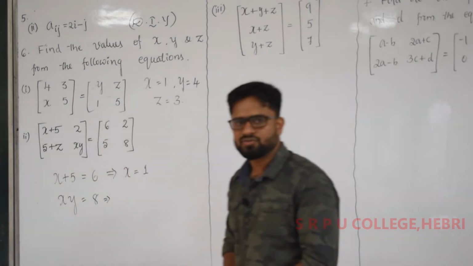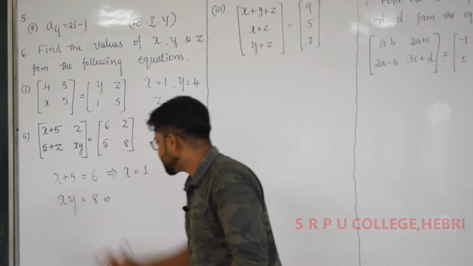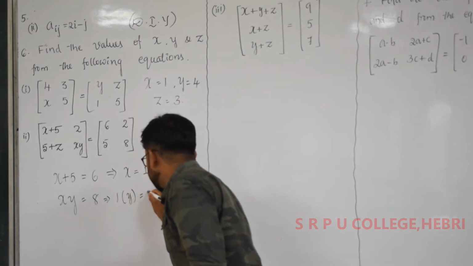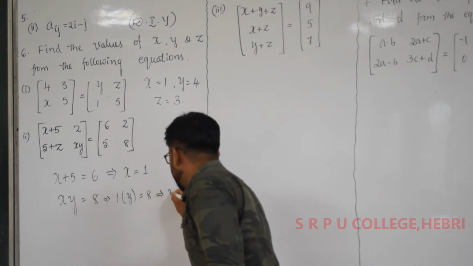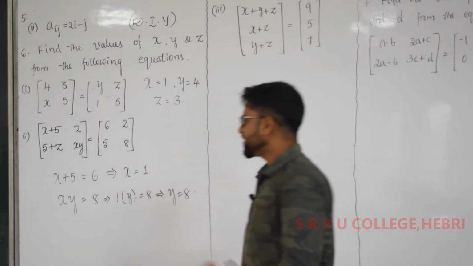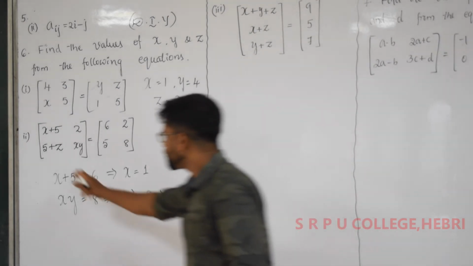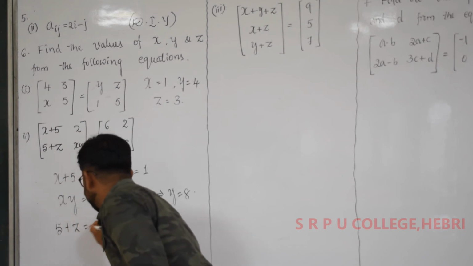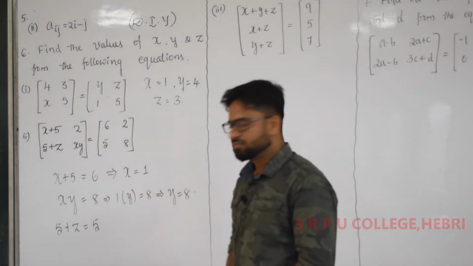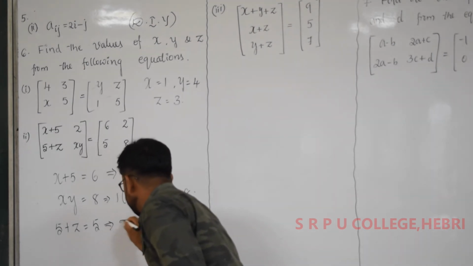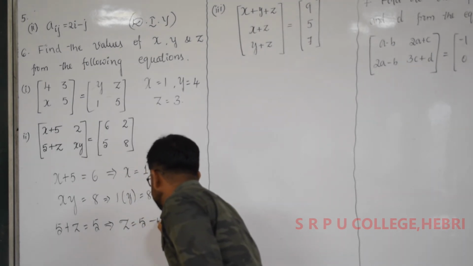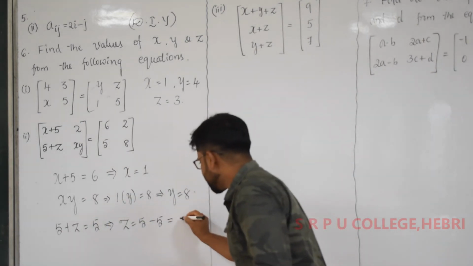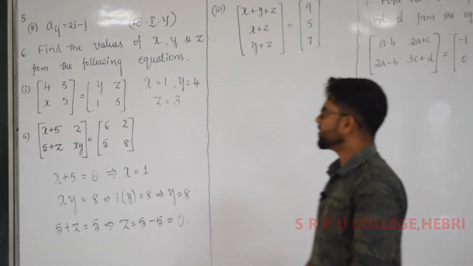Now you take this, xy is equal to 8. Already we have x value, just substitute x value here. So 1 into y is equal to 8. From this we got y value, y is equal to 8. Next you take this, 5 plus z is equal to 5. From this we can find z value, z is equal to 5 minus 5, bringing that 5 from the left hand side to the right hand side. So 5 minus 5 is 0, z value we also got.